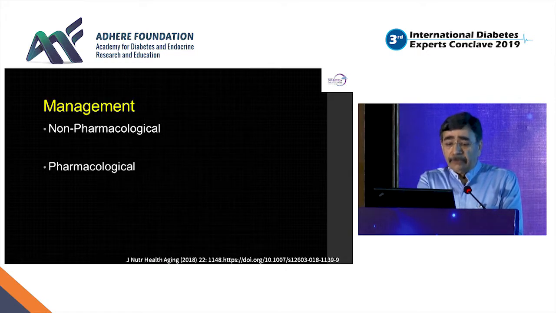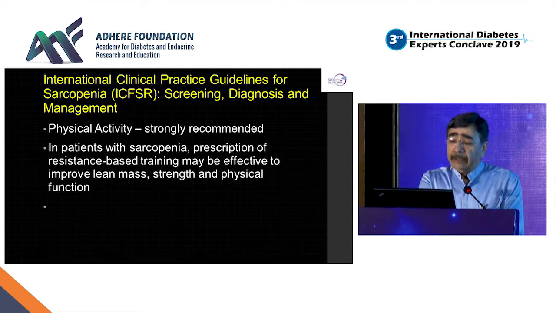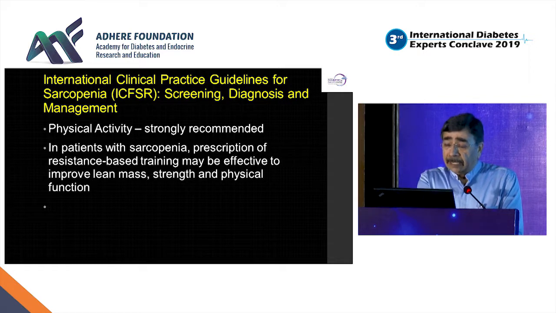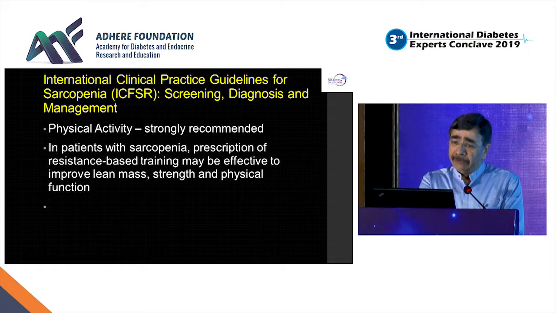Treatment can be categorized as non-pharmacological and pharmacological, and we have recently published guideline, which is the International Clinical Practice Guidelines for Sarcopenia. It recommends that physical activity is the baseline or the mainstay of the treatment, is strongly recommended. In patients with sarcopenia, prescription of resistance-based training, which includes dumbbells or small weights or weight training machines, may be advised to patients to improve lean muscle mass, muscle strength, and physical function.